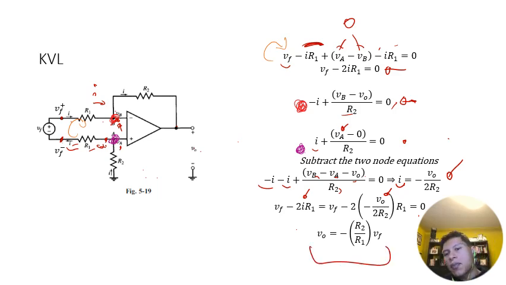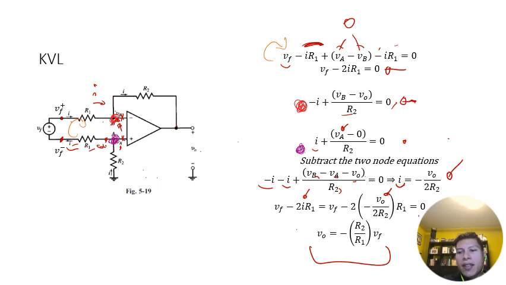Okay, so as you can see from our previous lecture and this lecture, when you analyze these circuits, the two things you have to realize is that no current flows into these things, and that the voltages at both input terminals are the same.